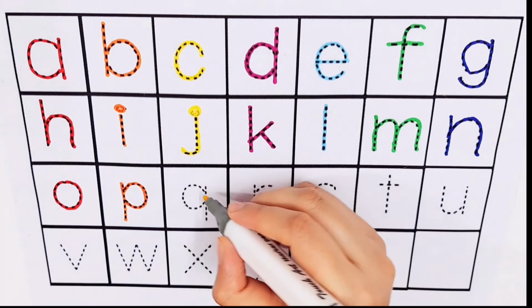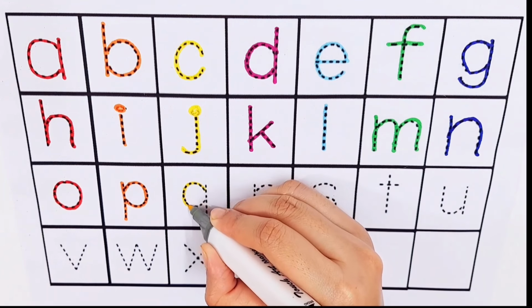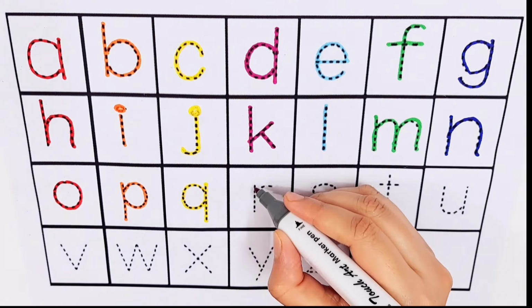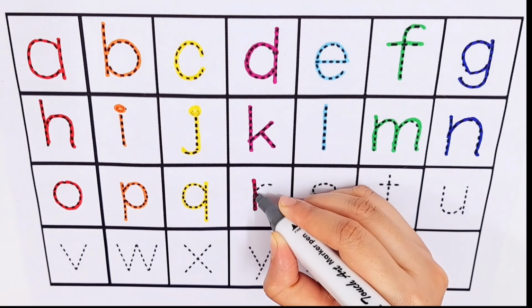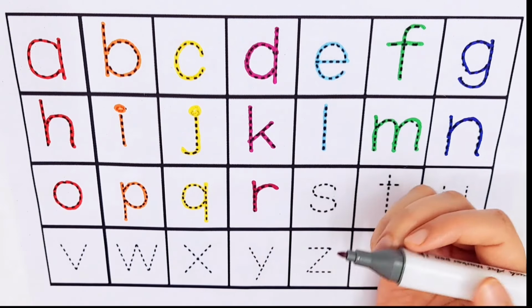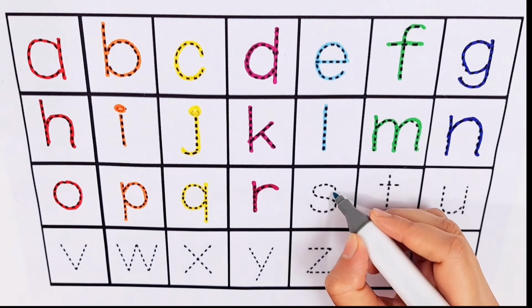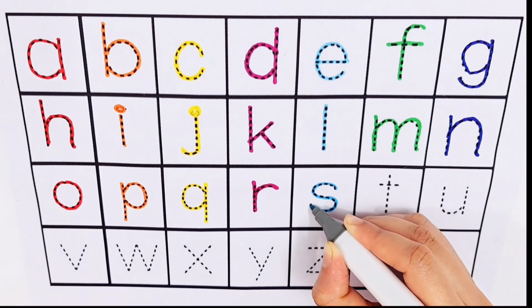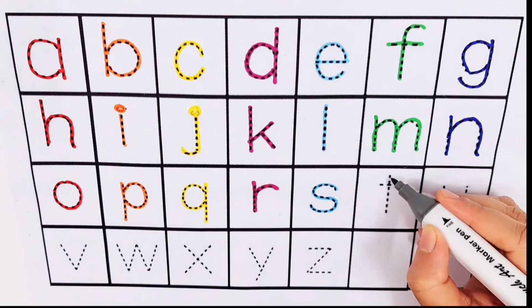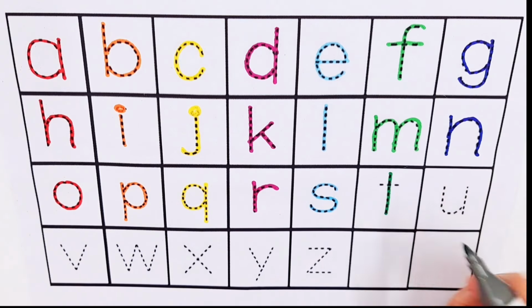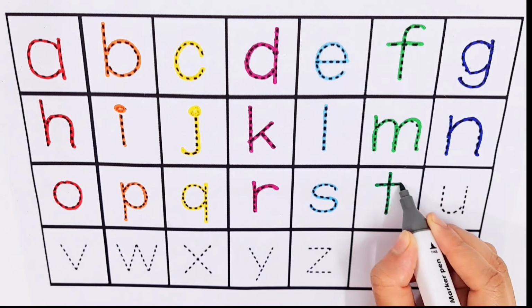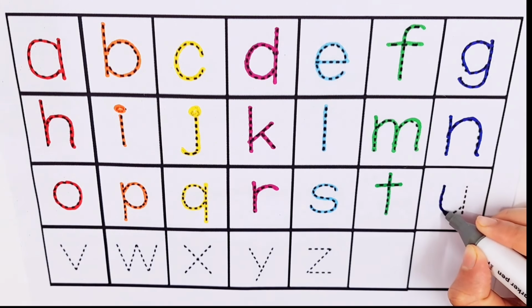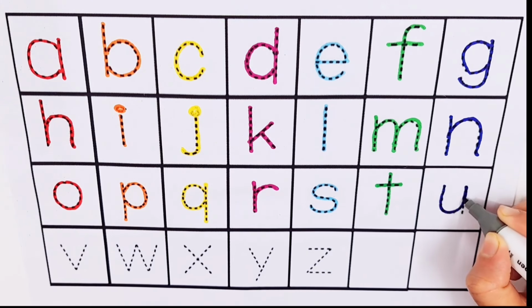Q. Q is for queen. R. R is for rainbow. S. S is for sky. T. T is for toy. U. U is for uniform.